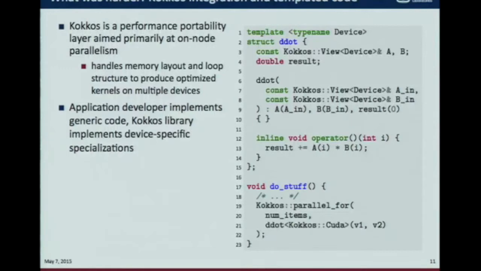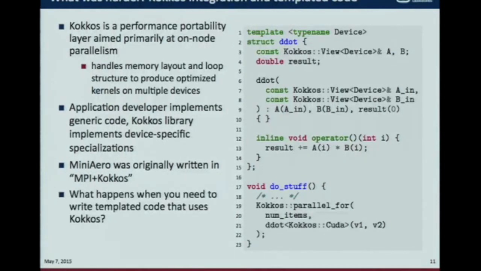As you can see, it's pretty heavily template dependent. Mini-Arrow, the code that we were porting, was basically MPI plus Kokkos. We talk about MPI plus X constantly. Kokkos was the X in this case. And the question arises, since you already have these device template parameters floating all over the place, what if you want to write generic code that uses Kokkos?